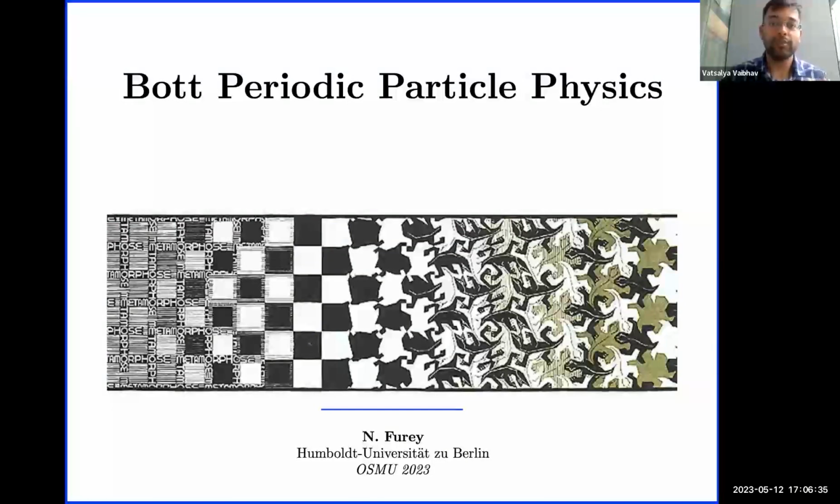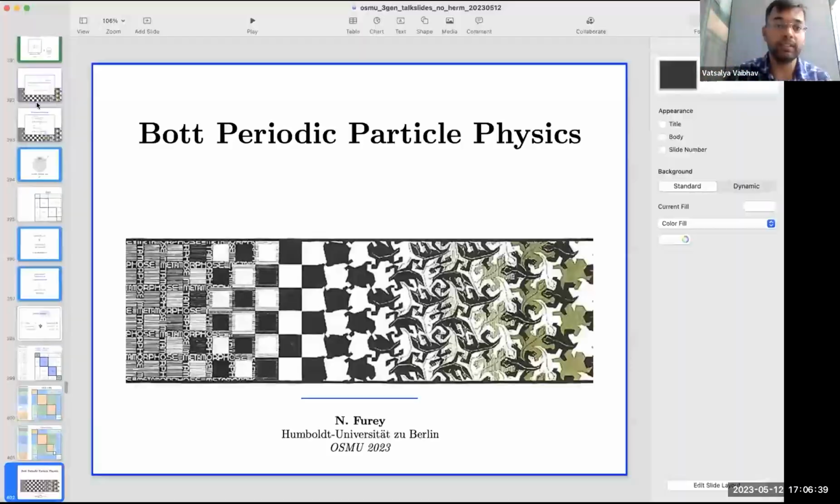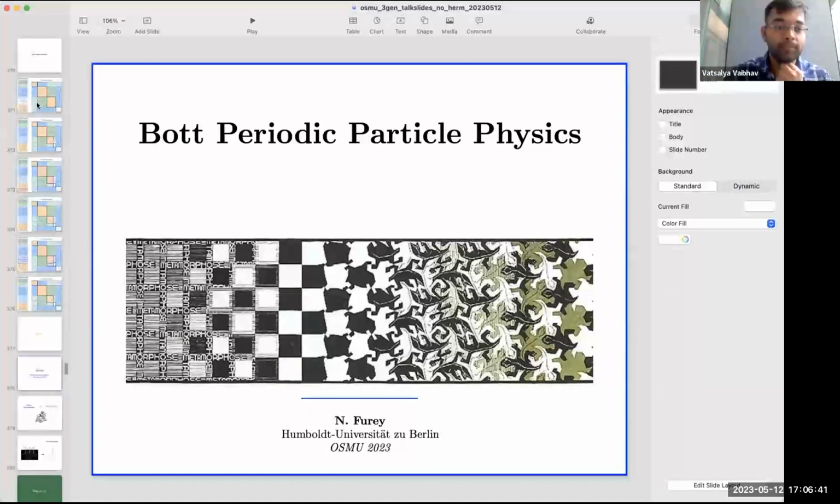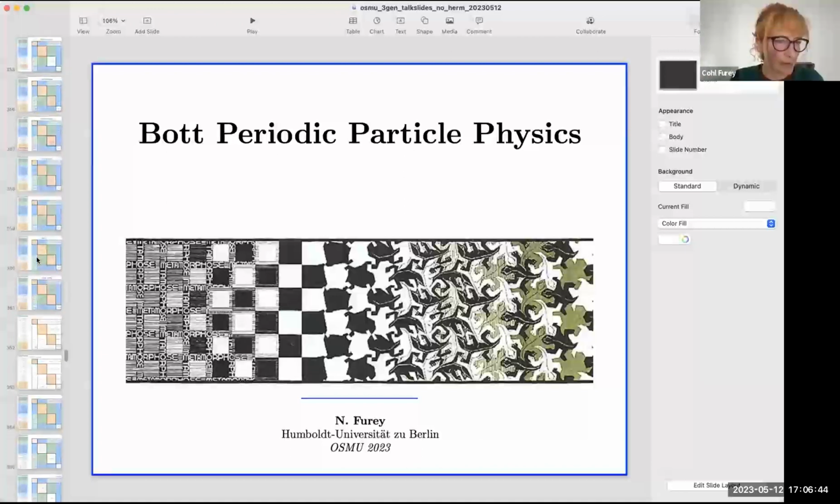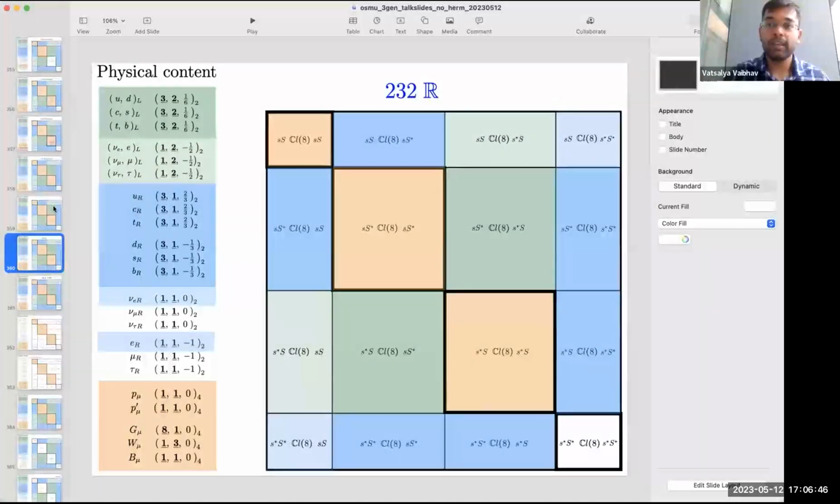If you could go to the slide where you have the table of all the representations. Okay. So here you have P mu, which is a space-time vector, and it does not transform under internal gauge symmetries. So is the interpretation that P mu provides us vectors in space-time? Emerges out of this representation?